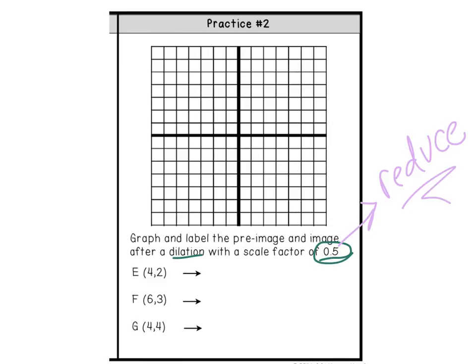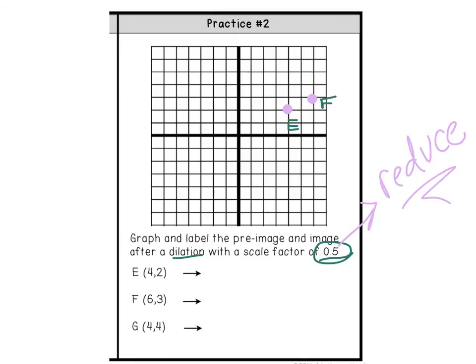So let's go ahead and plot our original figure. So E is at 4, 2. So forward 4, up 2, and put a point. And let's label that E, regular E. Okay, F is 6, 3. So forward 6. 1, 2, 3, 4, 5, 6. Up 3. That'll be right here. And let's label that F. Or just F, I'm sorry, that's our original F.